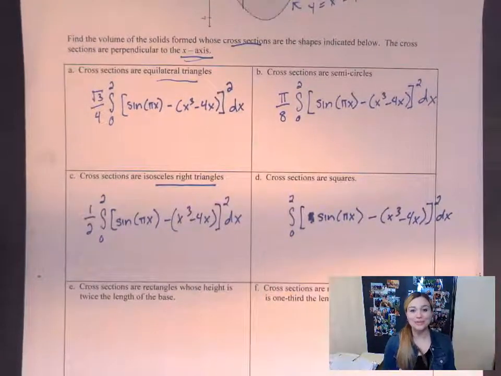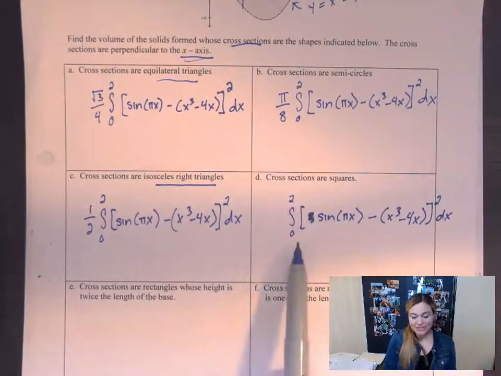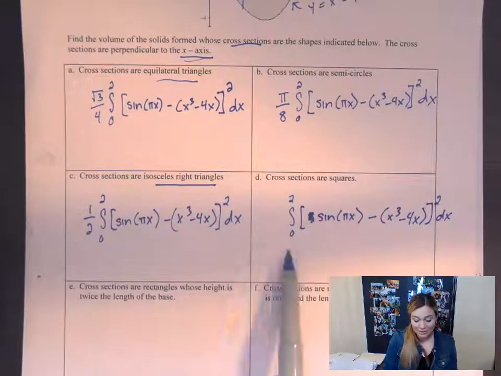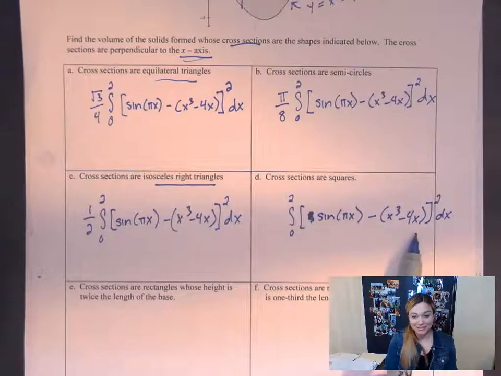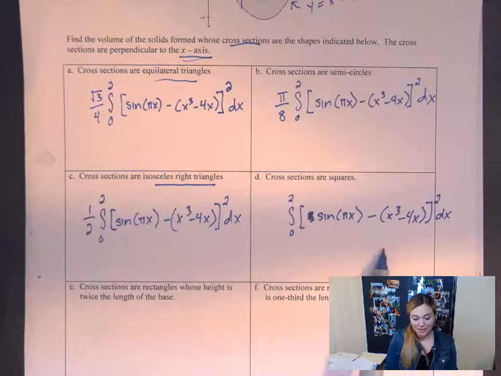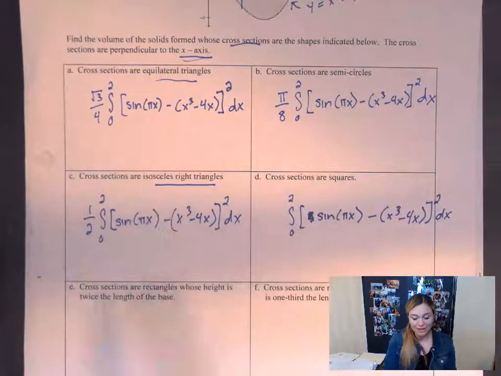Okay, check yours with mine. Did you get that if I just have cross sections that are squares, this would be 0 to 2, and then I do f of x minus g of x squared. Don't forget about the parentheses. The only thing that's different is the coefficient, and all the rest of these ones, they're in A through D.